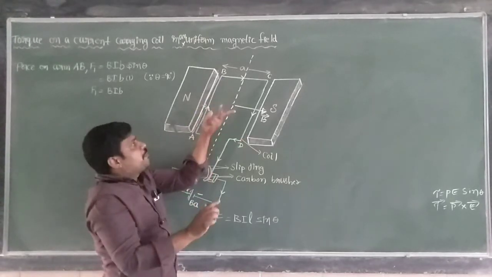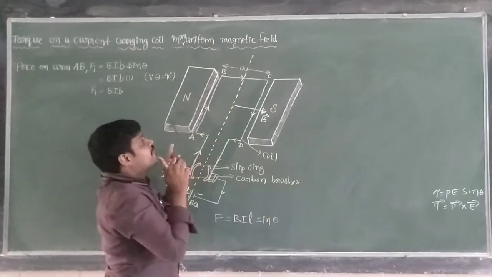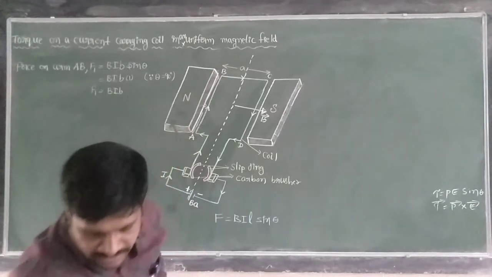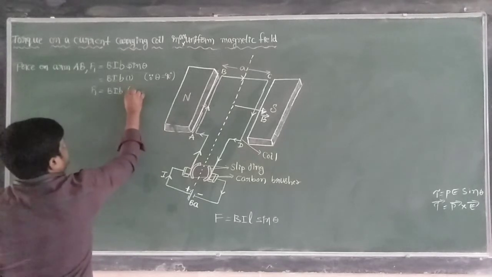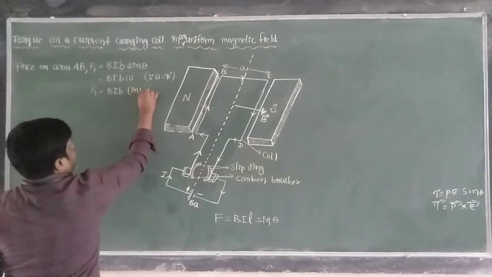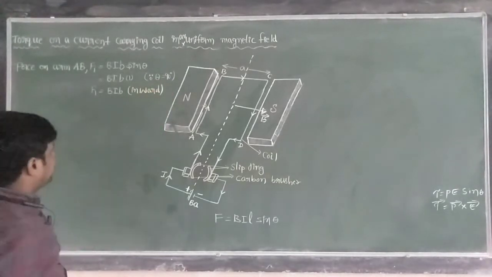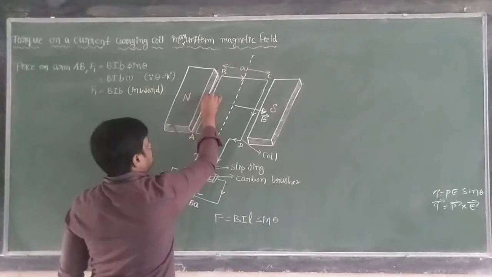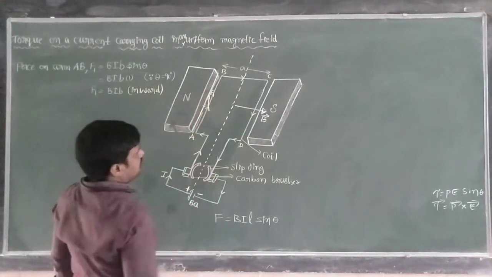Now the thumb is pointing in which direction? Inward direction. Inward direction means force is acting inward to the board. So here the force direction is nothing but inward direction. Here I am taking it as F1. F1 direction is inward. Okay, fine.